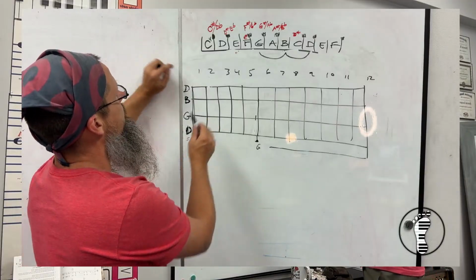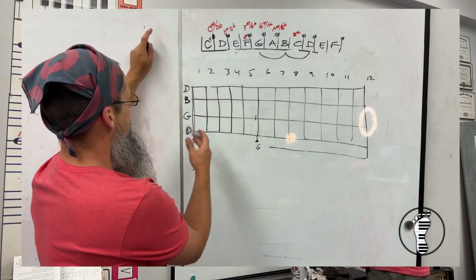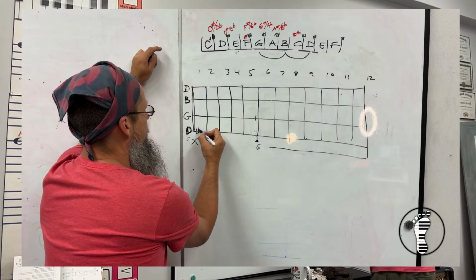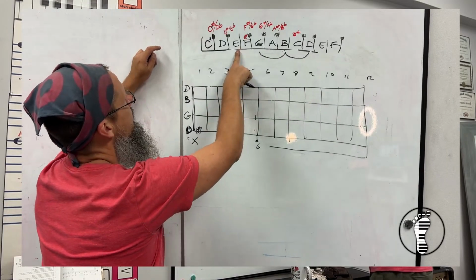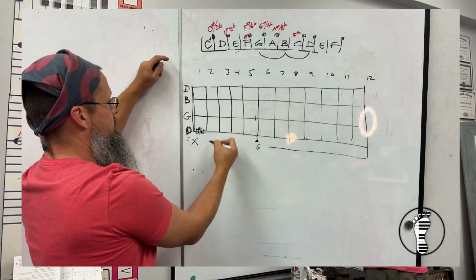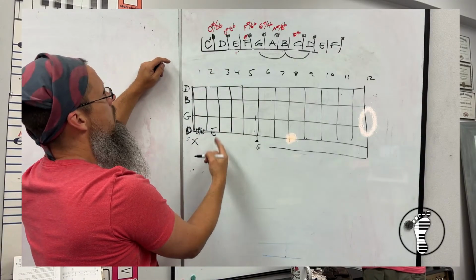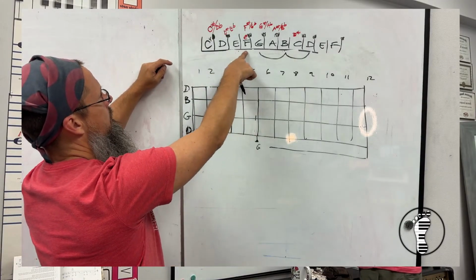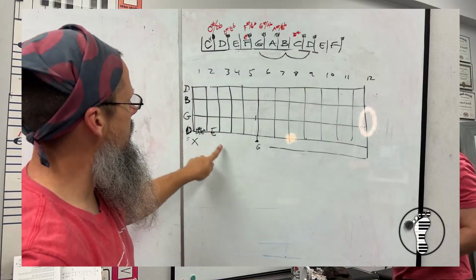So D goes to D sharp. When we do D sharp, we know that it's also E flat. So we're going to write D sharp, E flat. The next note, of course, is E. Since we know there is a half step in between here, we're going to go over to the F.